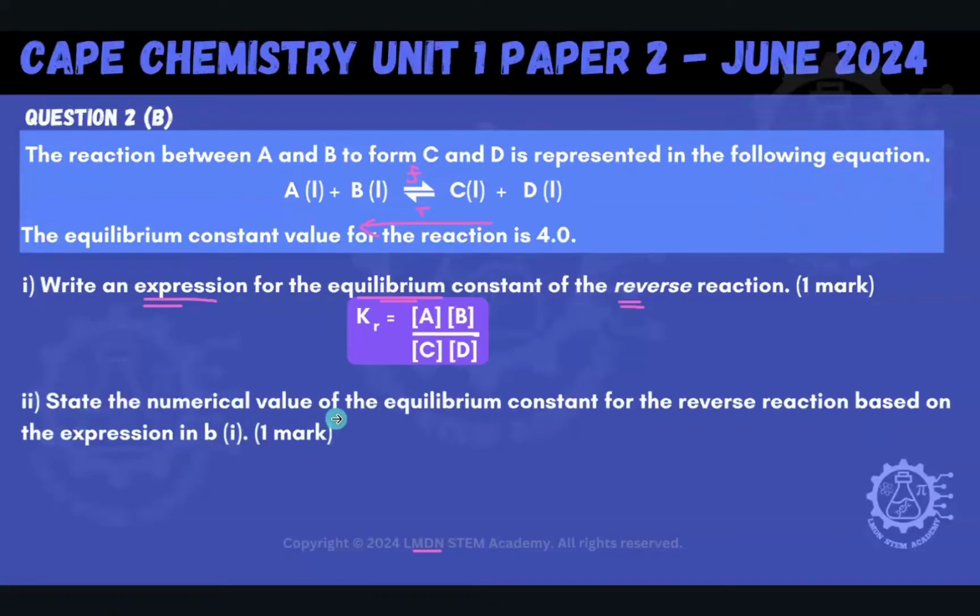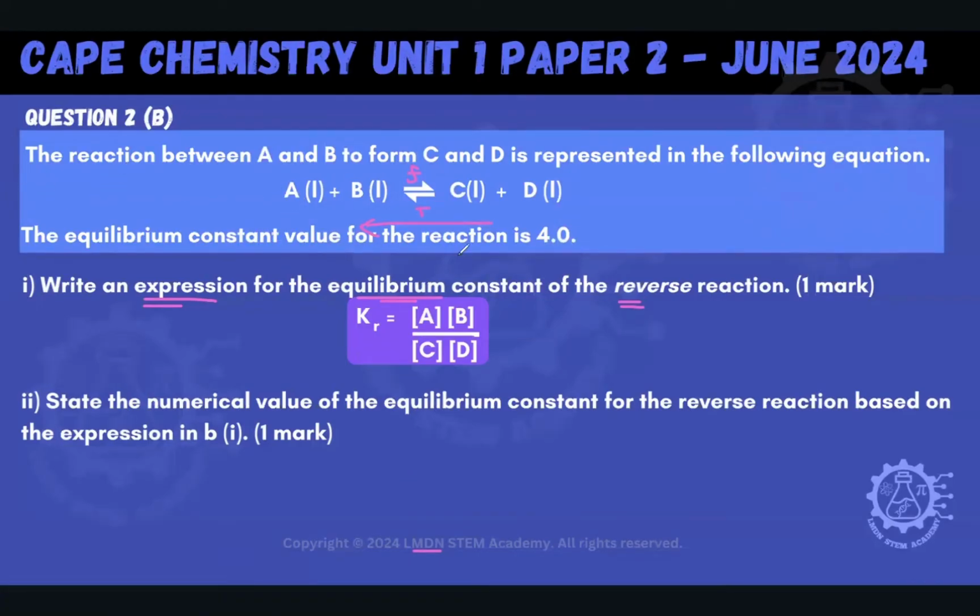State the numerical value of the equilibrium constant for the reverse reaction based on the expression in B part 1. So here's the expression that we wrote earlier on up here. We were told that the equilibrium constant for the reaction, aka the forward one, is 4.0. So the forward reaction has an equilibrium constant value of 4.0.